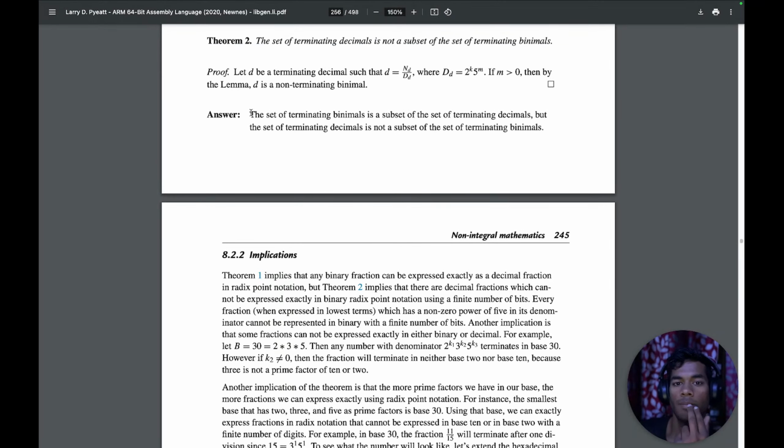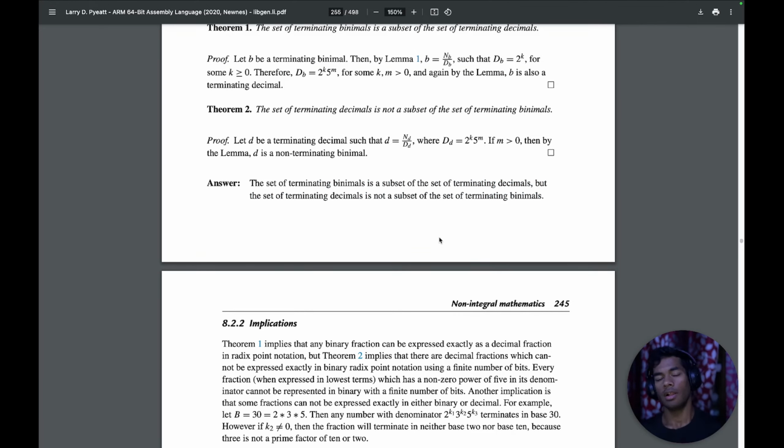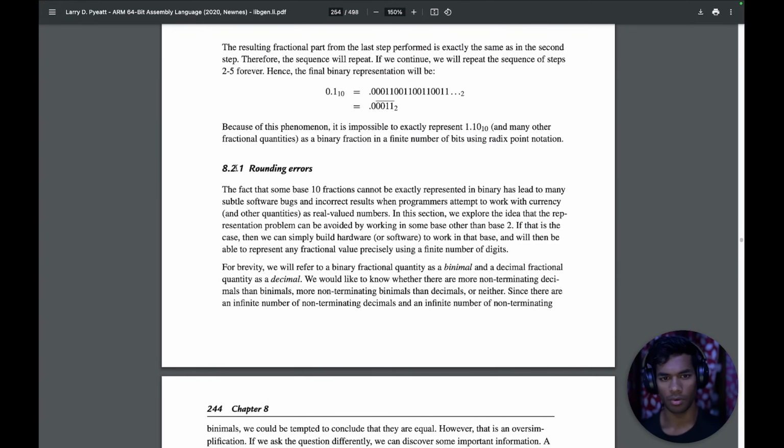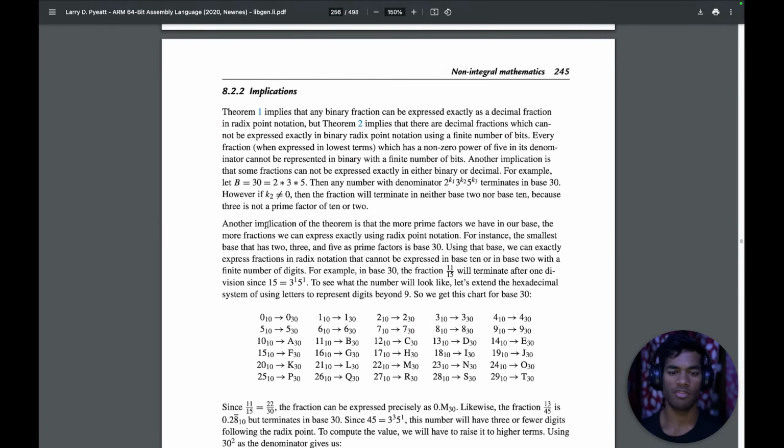Then the set of terminating binomials is a subset of terminating binaries, but the set of terminating decimals is not a subset of terminating binaries. That is, the amount of numbers which we can represent in binary using a fixed number of digits is higher than the amount of numbers which we can represent in a fixed number of characters in decimal, in binary. So, that is the gist of this whole part till here. Now, implications. What are the implications for that?